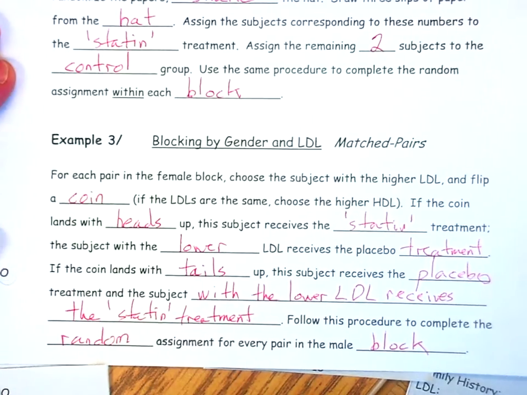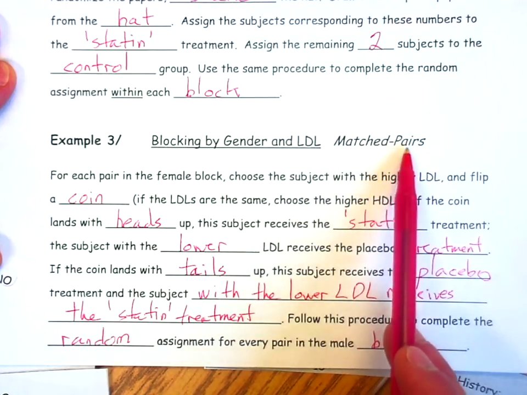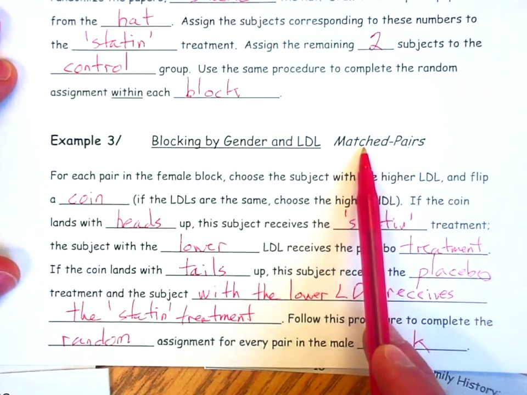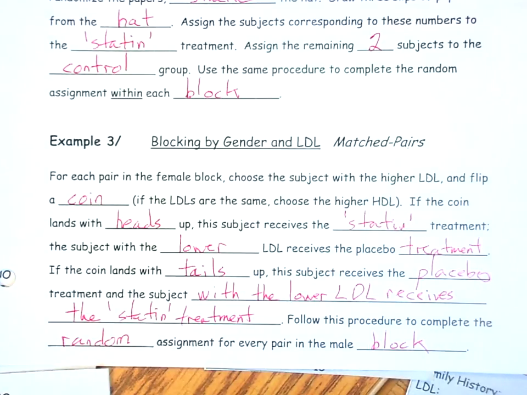So these are blocks of size 2. When your block is of size 2, shockingly, it's a pair, so we call these matched pairs. So they are matched in terms of similar characteristics. In this example, similar in terms of both gender and their starting level of LDL.